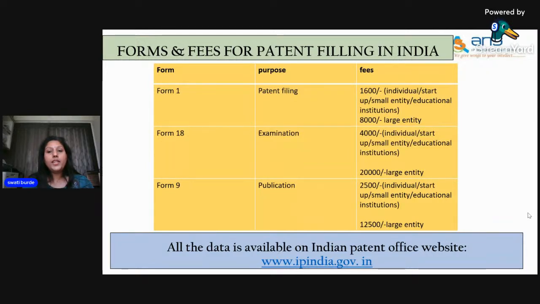For startup and small entity, we have to give a document, maybe an MSME certificate or startup certificate, and submit that. Then only we can claim this concession. There is a Form 28 by filing which we can claim this concession. Similarly, for Form 18, which is for examination, the fees is 4,000 for individuals, startups, small entity, educational institutions, and 20,000 for large entity. Form 9, again, is for publication. So this is the fees. And all the data regarding the fees and the necessary forms is available on the Indian Patent Office website. Everything is available.